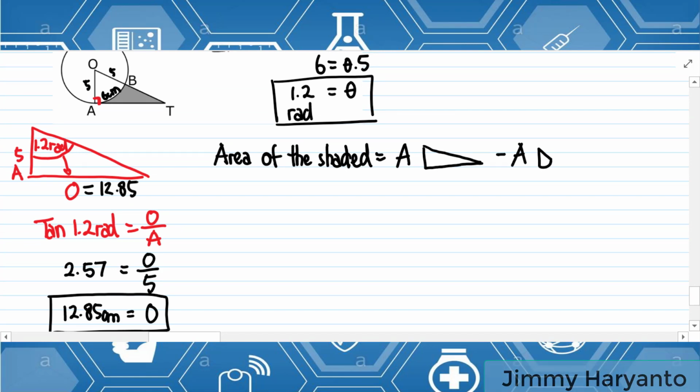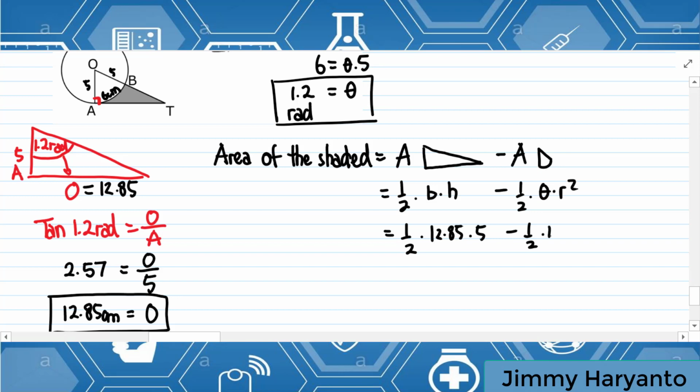So we already got the opposite equals 12.85. We can find the area directly: half times base times height minus half times theta times r squared. The base of the triangle is 12.85 and the height is 5, minus half times theta, where theta is 1.2, times r squared, 5 squared. Use your calculator. Okay, so the answer is 17.125 centimeters squared.